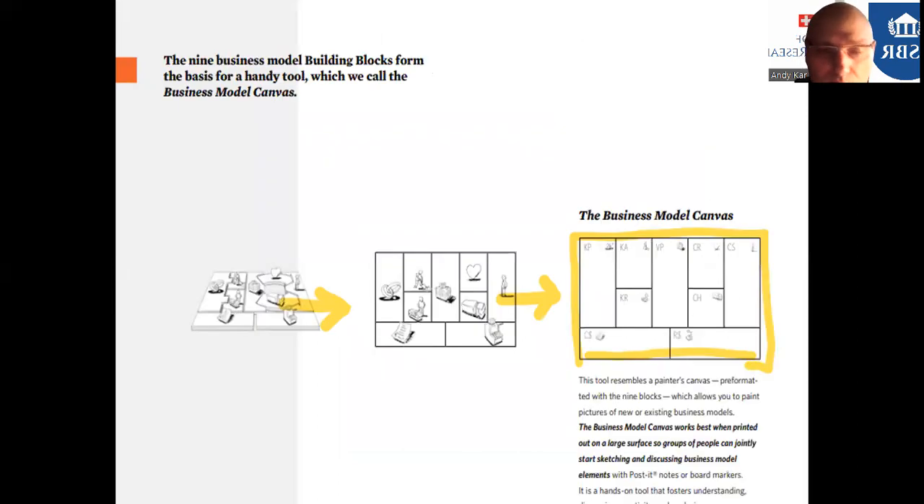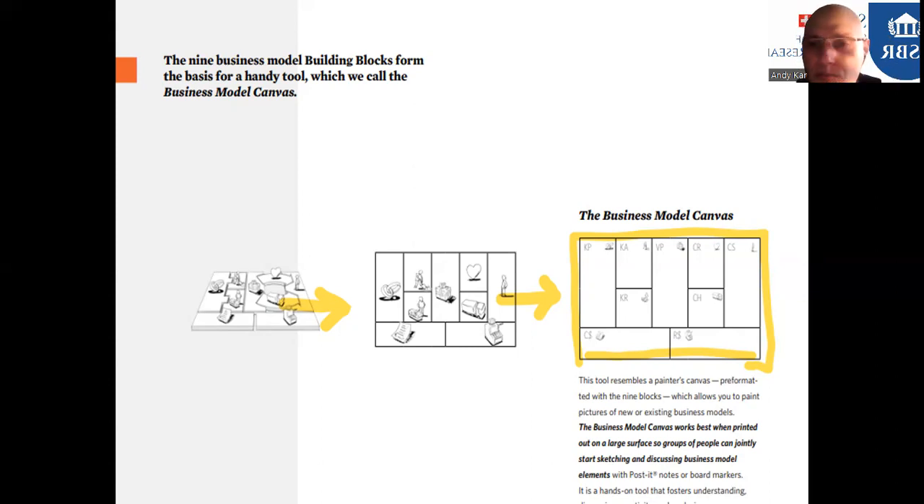Here we saw the 9 business model building blocks. We discussed them, and via them we have the creation of a handy tool, which we call the business model canvas. This is how the business model canvas looks. This tool resembles a painter's canvas, perforated with the 9 blocks that we discussed, which allows you to paint pictures of new or existing business models. So we put some sticky notes there, for example, writing things that we want to do or to change, and upon them we're basing our business model.